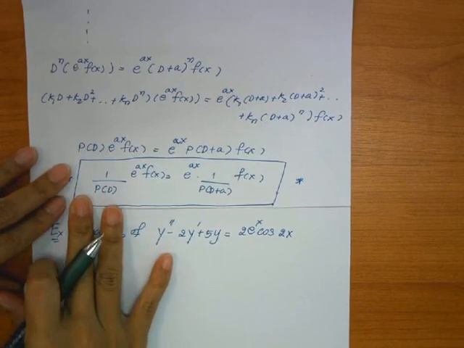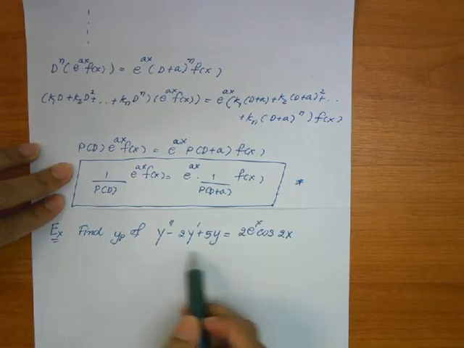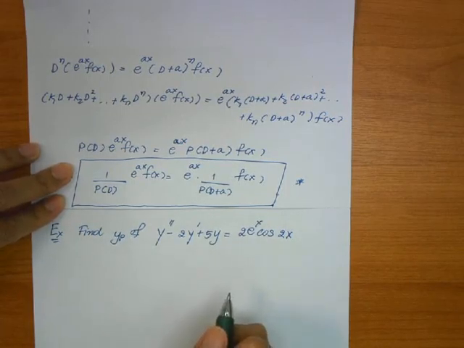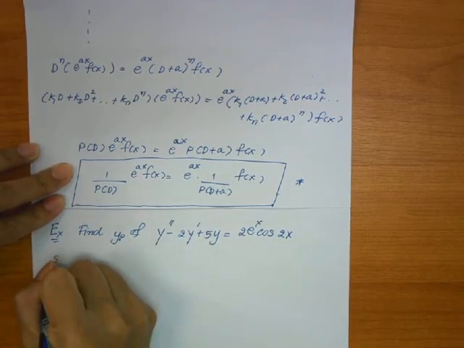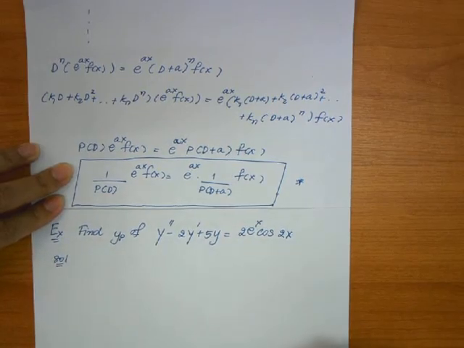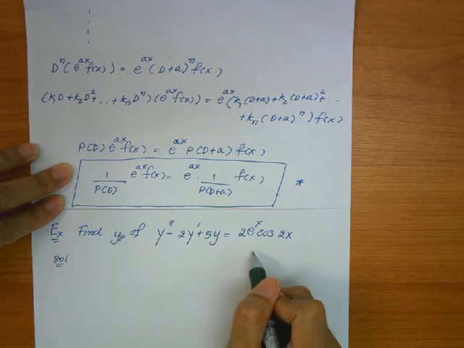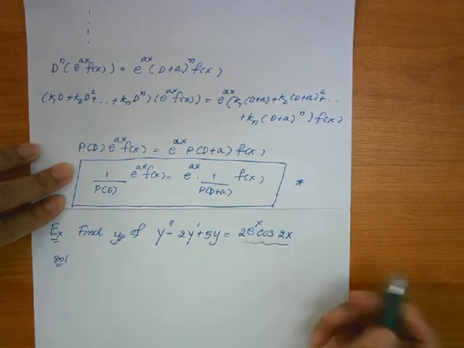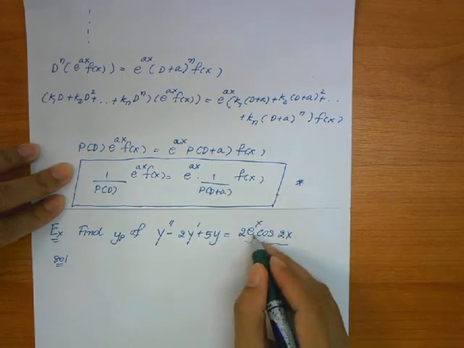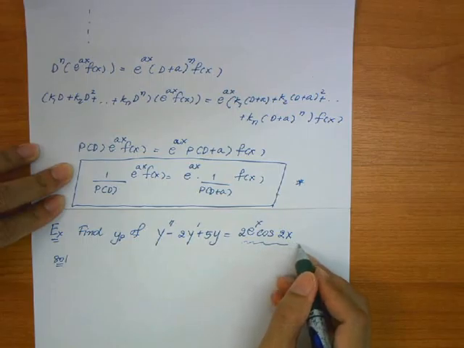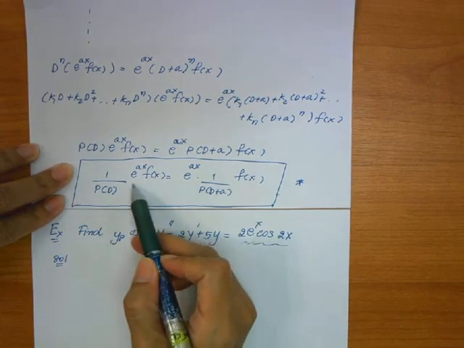The question says to find yp of this differential equation. We are going to use the shortcut method to find yp for this problem statement. As you can see, the function f(x) on the right hand side is the exponential of x times cos 2x. If you compare it to our case 4, it is exactly right.